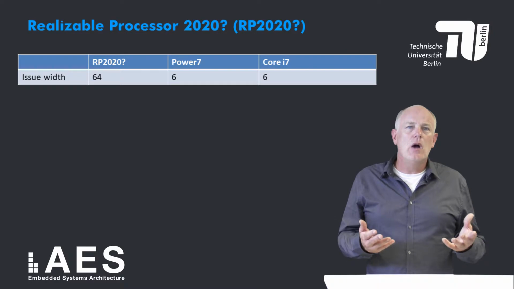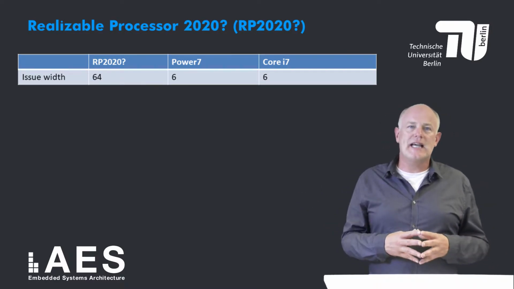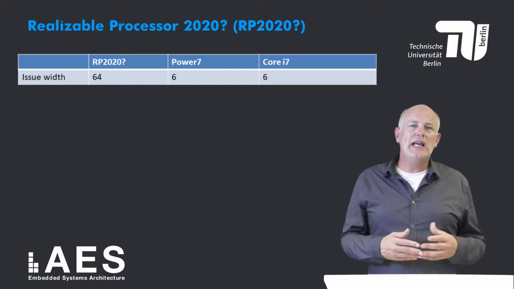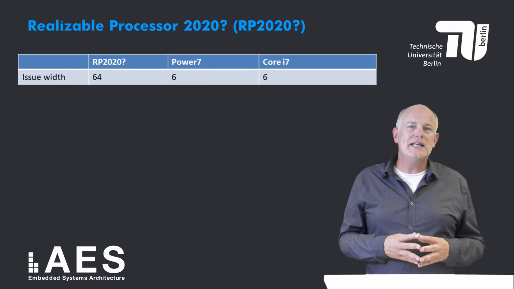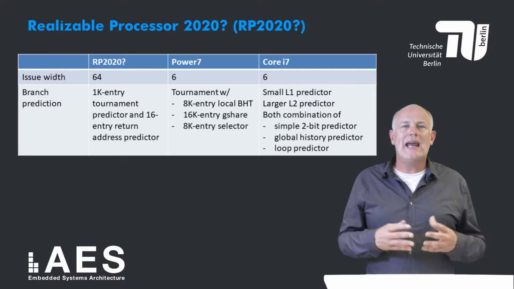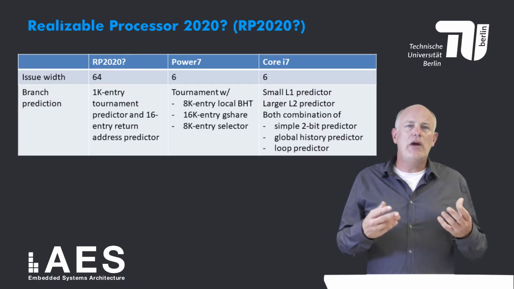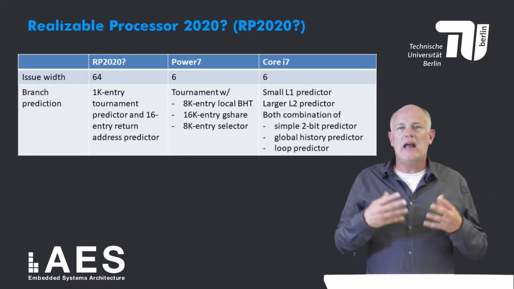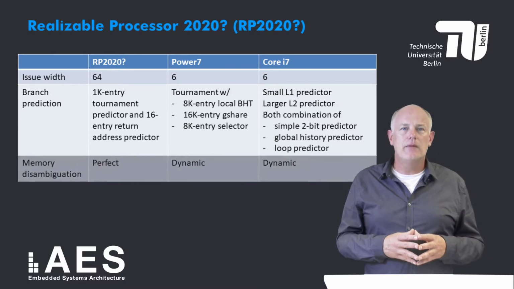For comparison, both the Power 7 and the Core i7 have an issue width of 6. So RP 2020 has an issue width more than 10 times the issue width of the widest issue processors of today. RP 2020 uses a tournament predictor with 1K entries and a 16-entry return address stack. The branch predictors used by the Power 7 and the Core i7 are slightly more advanced, but the branch predictor is not the primary bottleneck.